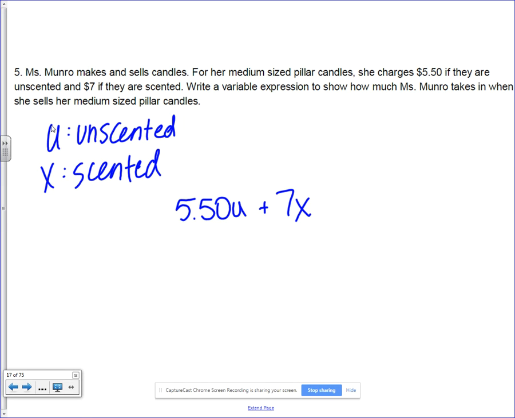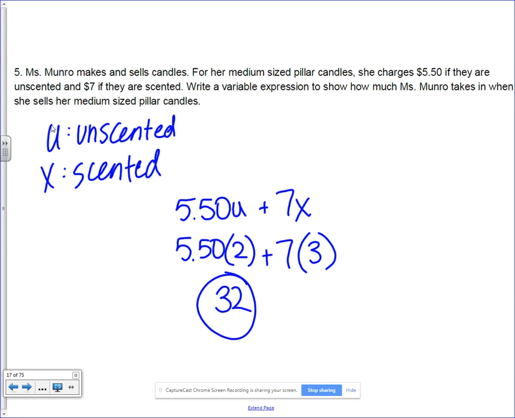I want to buy 2 unscented and 3 scented. How much is it going to cost me? 2 unscented and 3 scented. No, after we plug something in, we don't need the variable anymore. Good question. You gonna type it in? Come on. How much? $32? Okay.